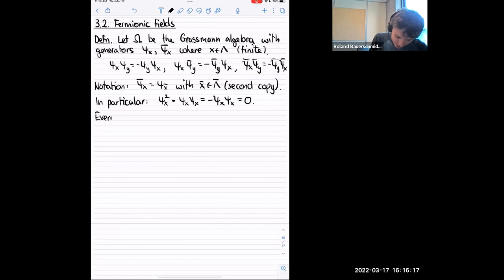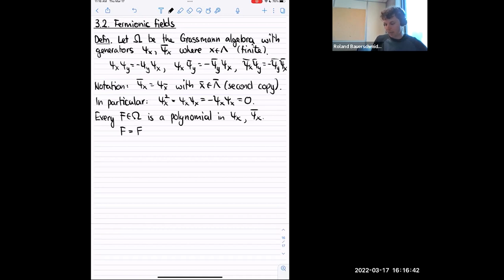So every f in omega is simply a formal polynomial in the psi x and psi x bar, and they could have, let's say, real or complex coefficients. We'd like to think of these psi x and psi x bars as the analog of a probabilistic field. Sometimes I write this like this, but it really just means some formal non-commutative polynomial in these symbols. You have to be a bit careful about the order of these symbols, so you have to fix them in some way, for example.